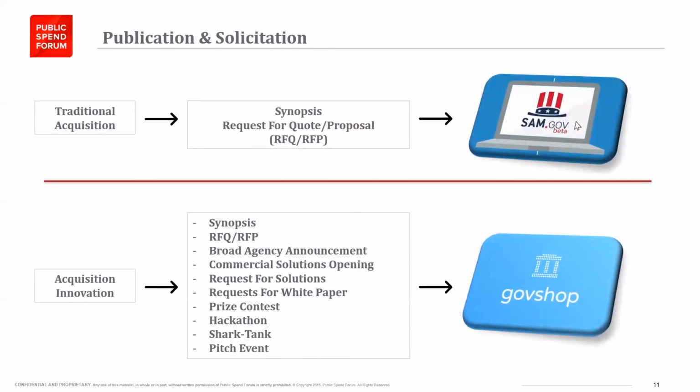All right, so let's talk about publication and solicitation. Once you've refined your problem set from the government side and you've worked with industry partners to get an idea of what you think the potential solutions are, or at least what your problem is, then it's time to go out and let the world know you have a problem and start soliciting for some solutions.